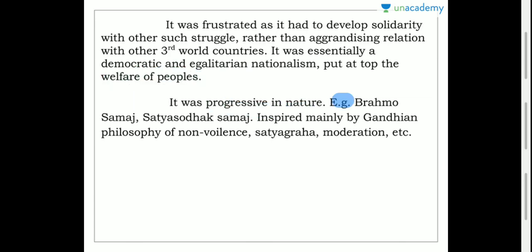For example, Brahmo Samaj, for example, Satya Shodhak Samaj, etc. movements were launched. Why? Because it was a progressive movement also. We wanted to not only emerge as a powerful nation, we also wanted that the society should be an egalitarian society when it becomes independent. The movement was also inspired by the Gandhian philosophy of non-violence, satyagraha, moderation, and therefore we never had an all-out war against the Britishers, and every people had to cooperate.